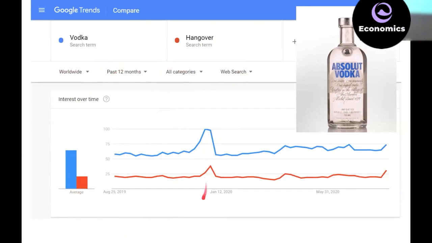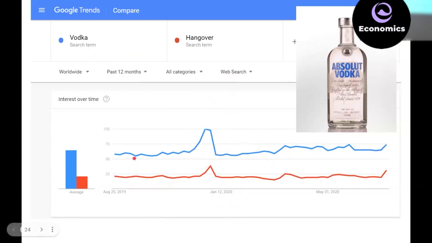Some hints: this is close to Christmas, New Year's Eve. So in this case, it's likely that people try to get some alcoholic drink, have some fun, and they search for vodka. They drink a lot, too much, and the next day they go search, okay, how to deal with the hangover. So here there's a clear correlation between the search of vodka and hangover a day later or 2 days later.